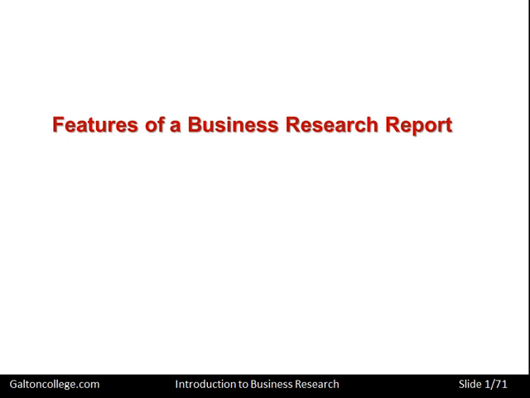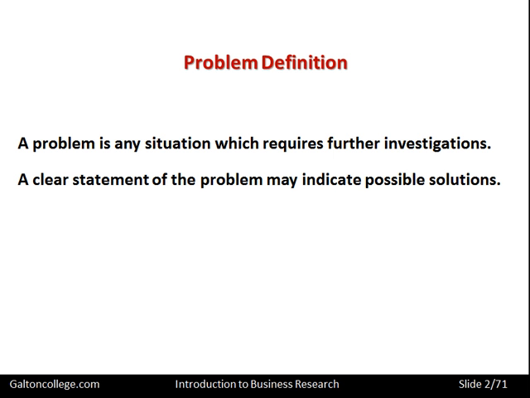In this class we're going to look at the features of a business research report. I will start with the problem definition. A problem is any situation which requires further investigations. A clear statement of the problem may indicate possible solutions. So, first of all, identify the problem, and in identifying the problem, it may indicate the type of solutions that may be offered. Sometimes stating the problem is half the battle.